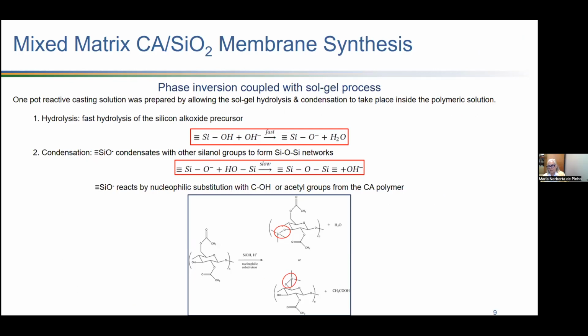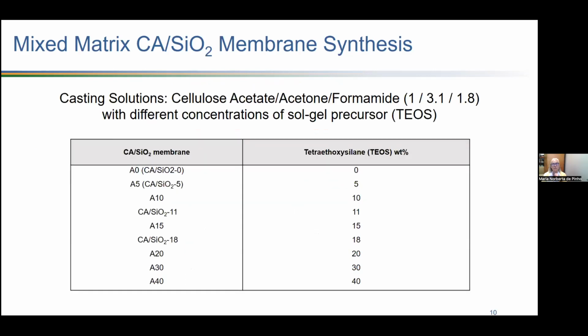We coupled the phase inversion method, which is a very empirical, very well-known method for membrane formation, with the sol-gel process. So we have the precursor of the sol-gel added to the casting solutions, and then we try to induce these reactions of hydrolysis and condensation, as we see in this slide. And then we made a series of membranes with different contents of the TEOS, which is the sol-gel precursor. And the casting solutions are cellulose acetate, acetone, and formamide, to which we add the sol-gel precursor.